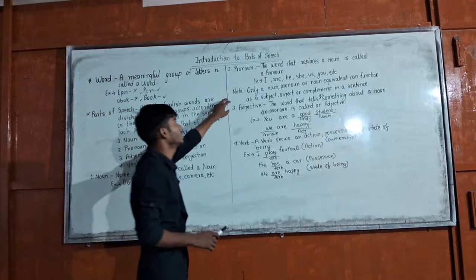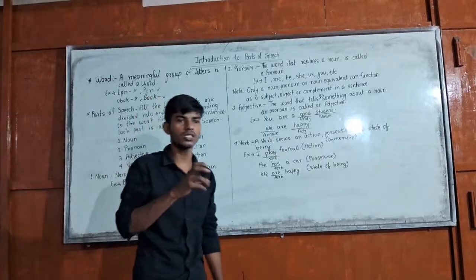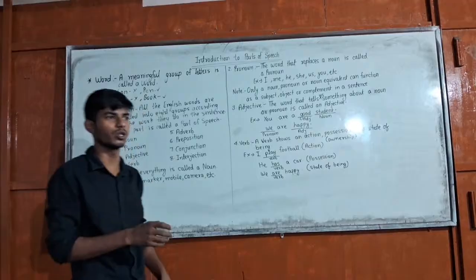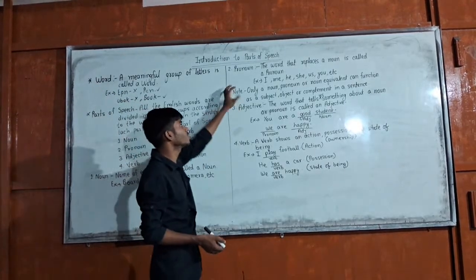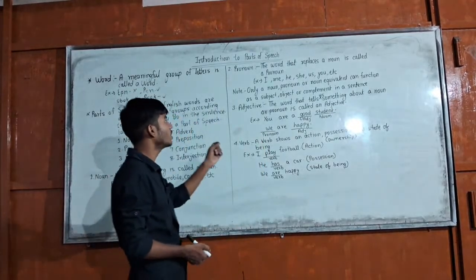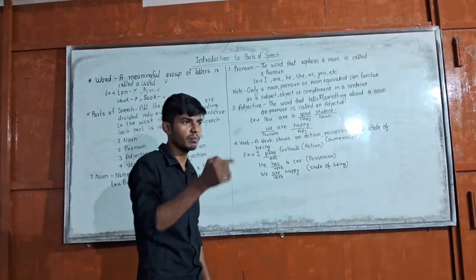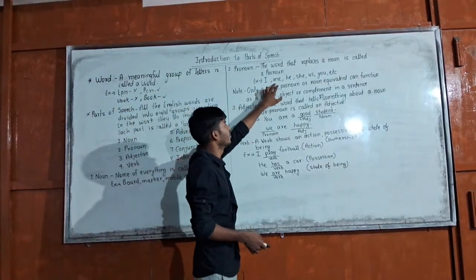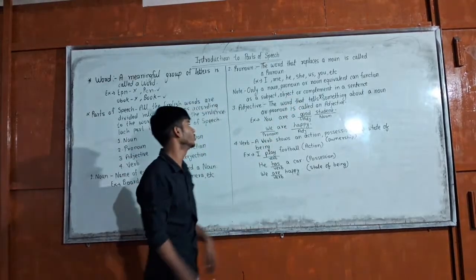Now coming to the second, pronoun. What is a pronoun? When we continuously use the same noun in a sentence, it becomes monotonous. It loses its essence. It becomes boring. So we replace those nouns with some other ones. And the word that replaces a noun is called a pronoun. It means the word that comes in place of a noun is called a pronoun. For example, I, me, he, she, us, you.